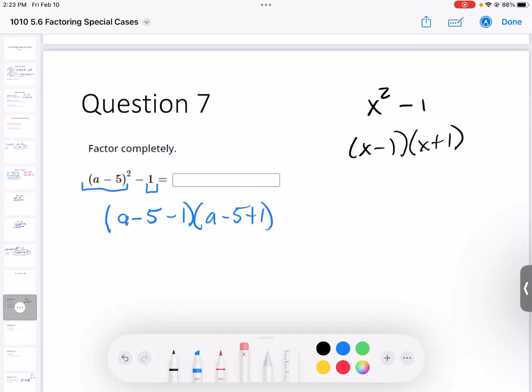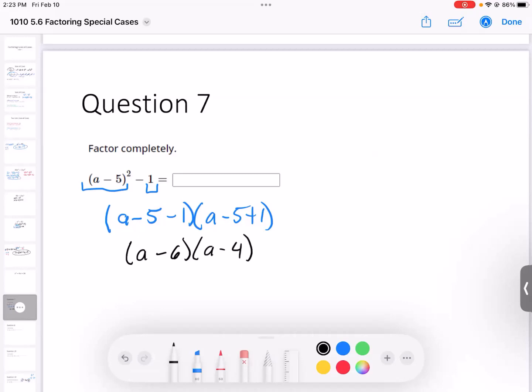And you can simplify this further because negative 5 minus 1 is negative 6. So you'd get a minus 6, and negative 5 plus 1 is a minus 4. So you can simplify that further, and this would be the fully factored version of that.